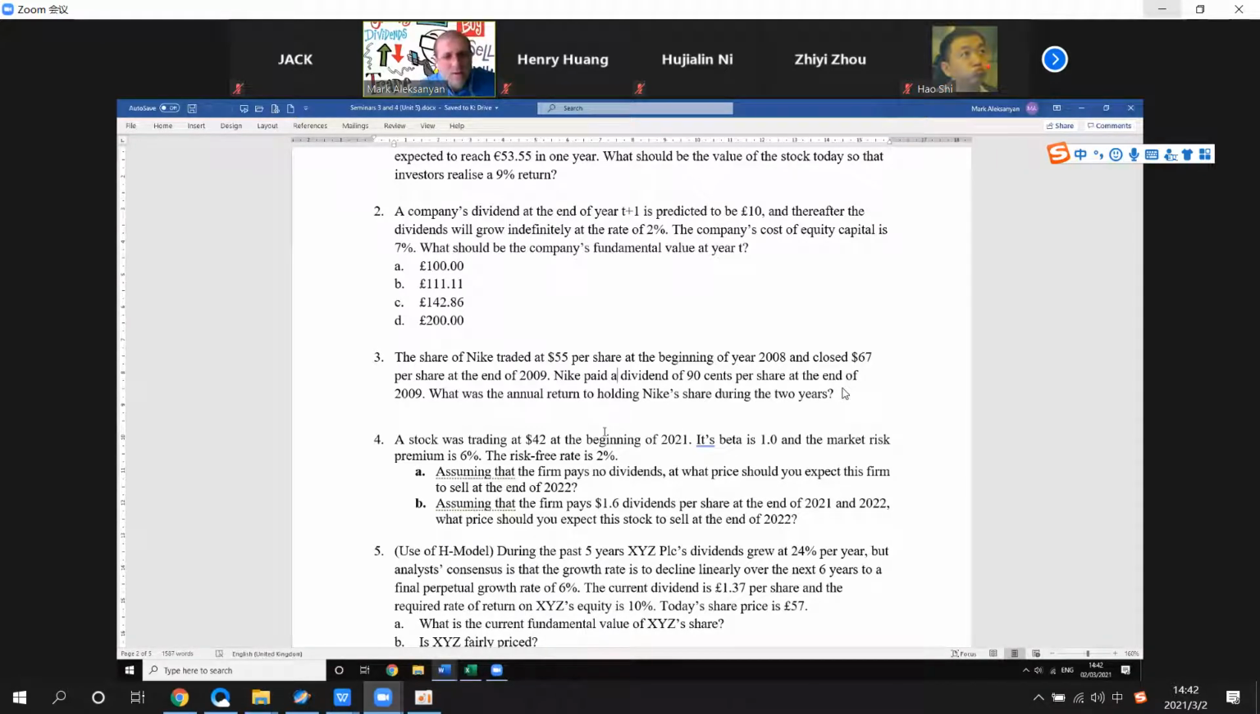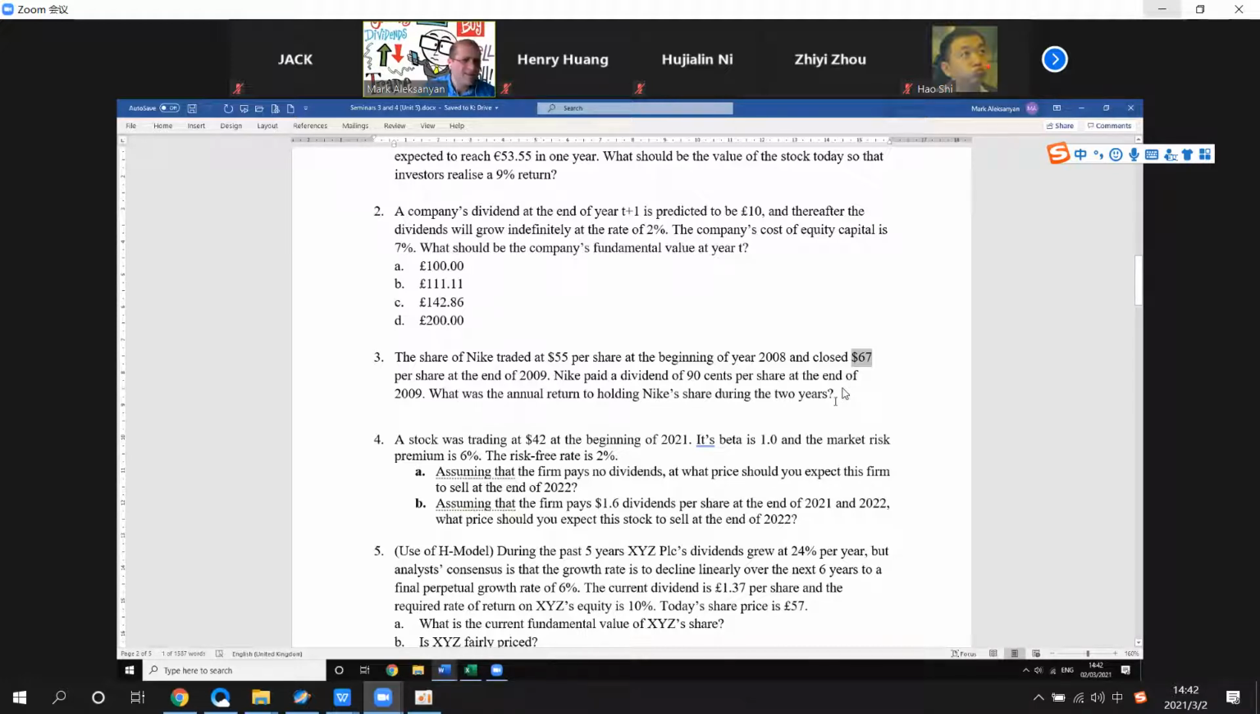We also have here a statement that Nike paid a dividend of 90 cents per share at the end of year 2009. So at the end of year 2, when the price will be 67, the company also pays dividends of 90 cents. So what was the annual return to holding the Nike share during the 2-year period?